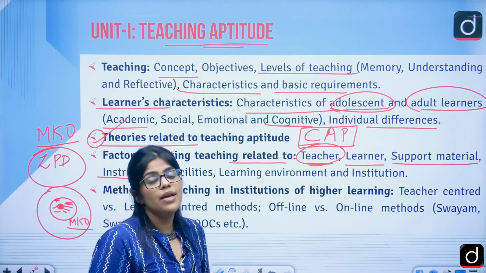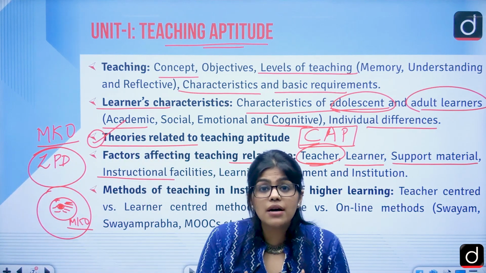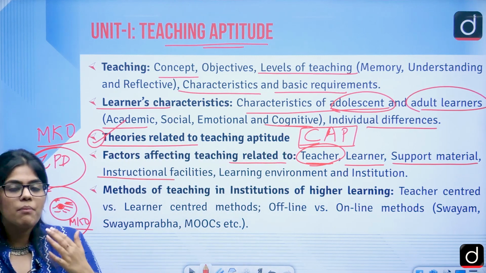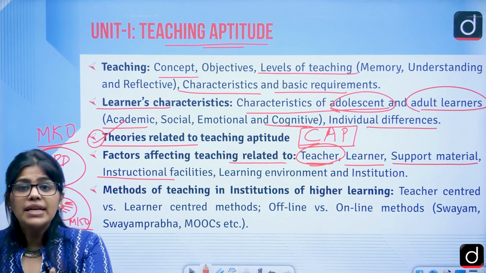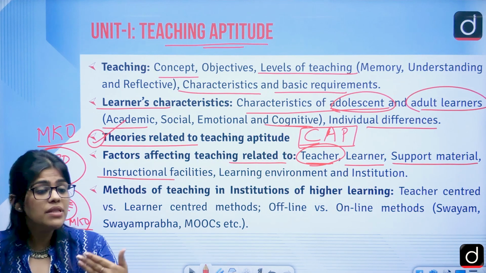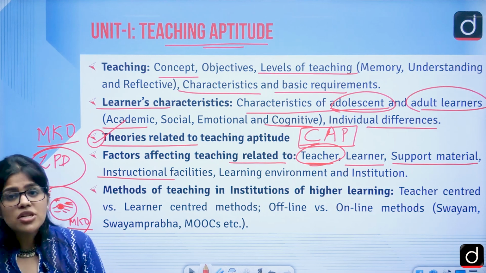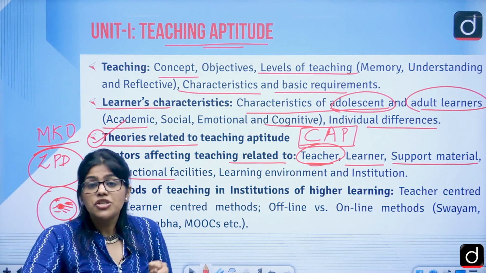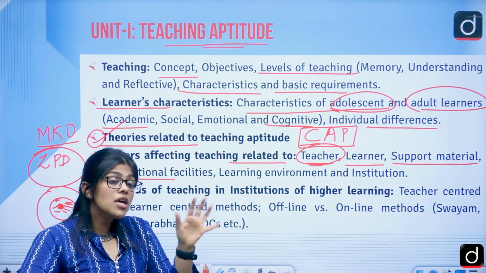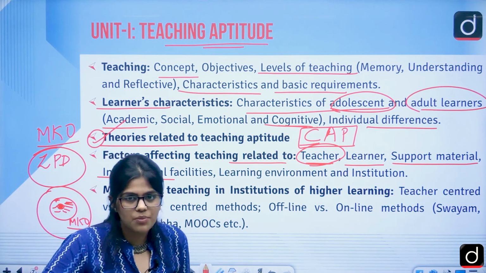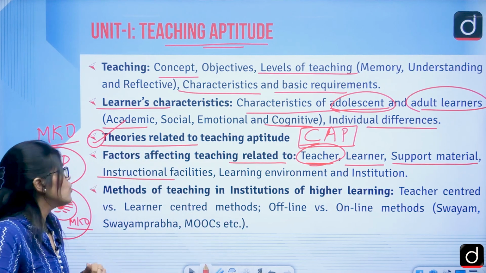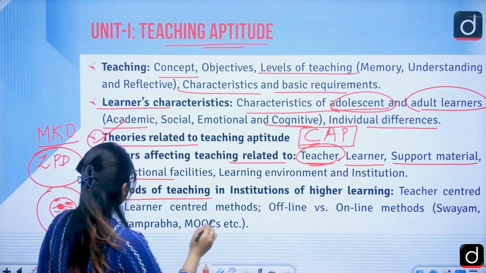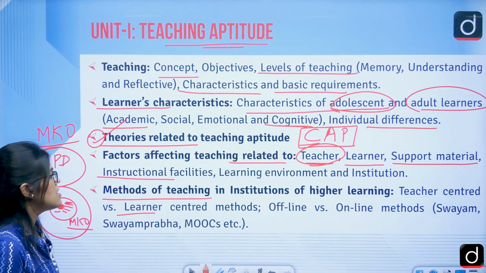Another very important thing, we'll be studying about the methods of your teaching as well. What are the methods of teaching? My method of teaching can be teacher dependent or it can be learner dependent. Teacher dependent methods are the methods in which the teacher has the control. She has the power. While in the learner centered method, learner has the power. So we'll be dealing with those aspects as well. So the methods of teaching, that is the teacher centered versus the learner centered.